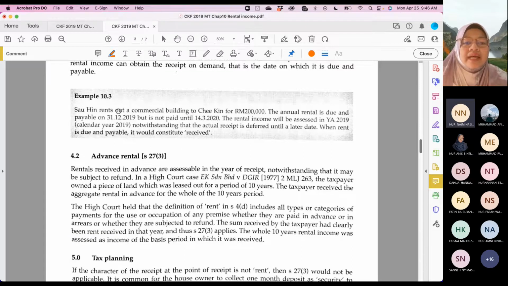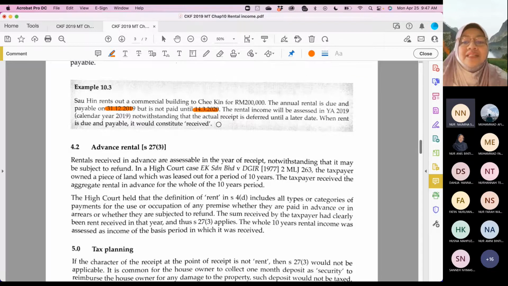So Sao Hin rents out a commercial building to Chi Kin. Annual rental due is 31st of December, but it's not paid until 14th of February. So you see that you're supposed to receive 200,000 in 2019, but you only received that in 2020. The rental income will be assessed in YA 2019, even though you have not received it, because it became receivable in 2019, when rent is due and payable.